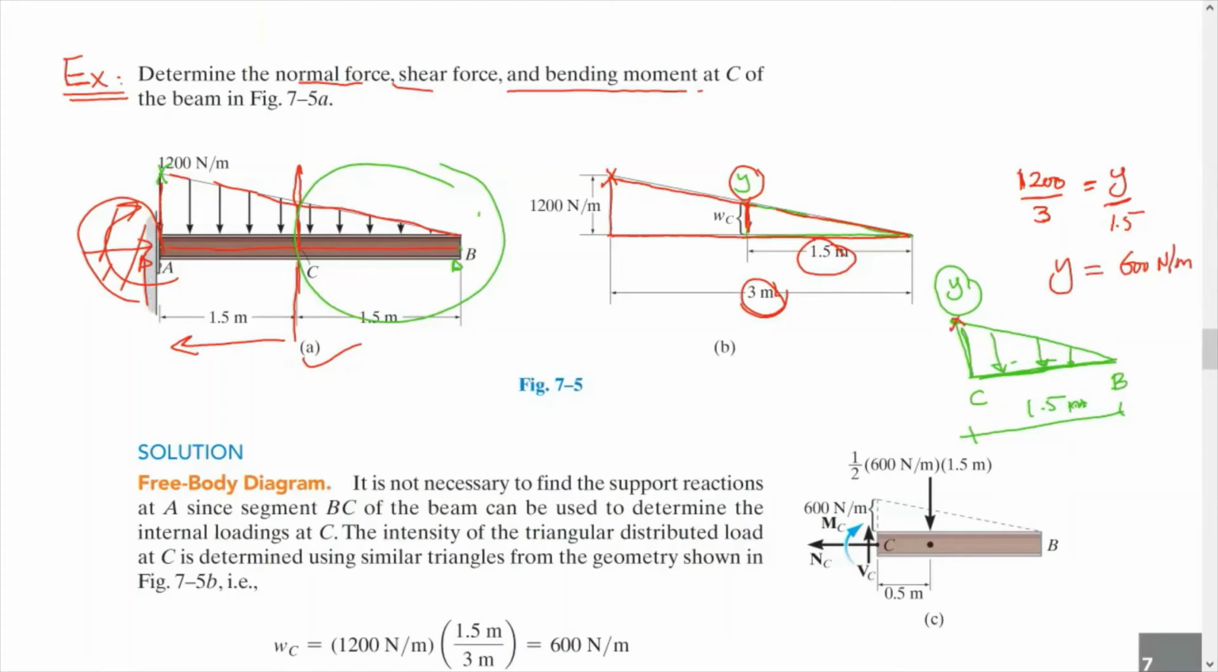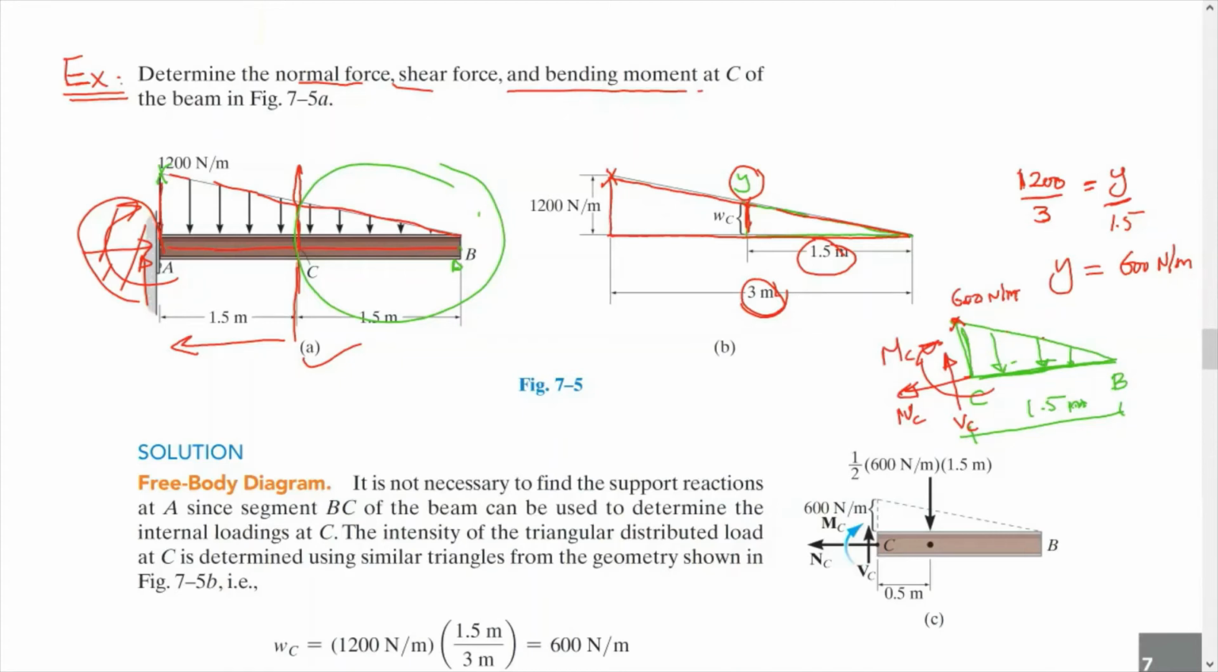And so we got this value. So right now, instead of this, just a minute, put this much, 600 Newton per meter. And this is exactly at this point. This point is different, this point is different, and so on. So here we need to find the normal force and shear, it's going to be this way. So this is VC, this is NC, and the moment is going to be this way, which is MC.